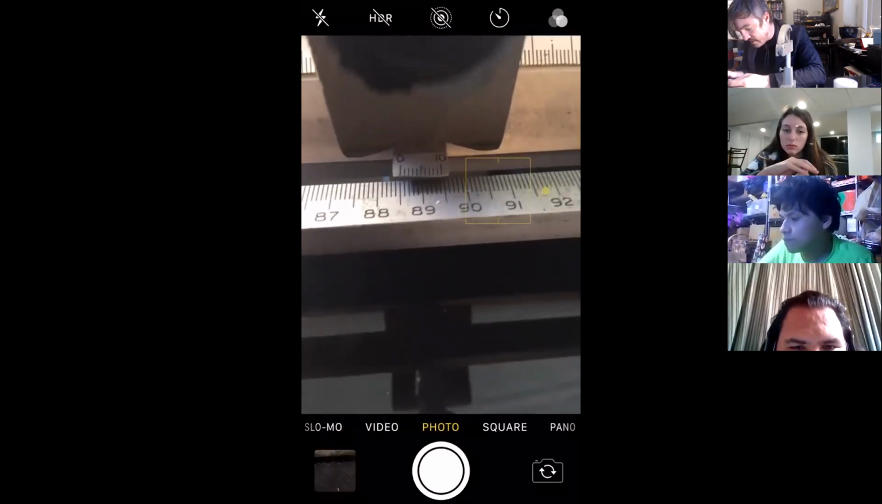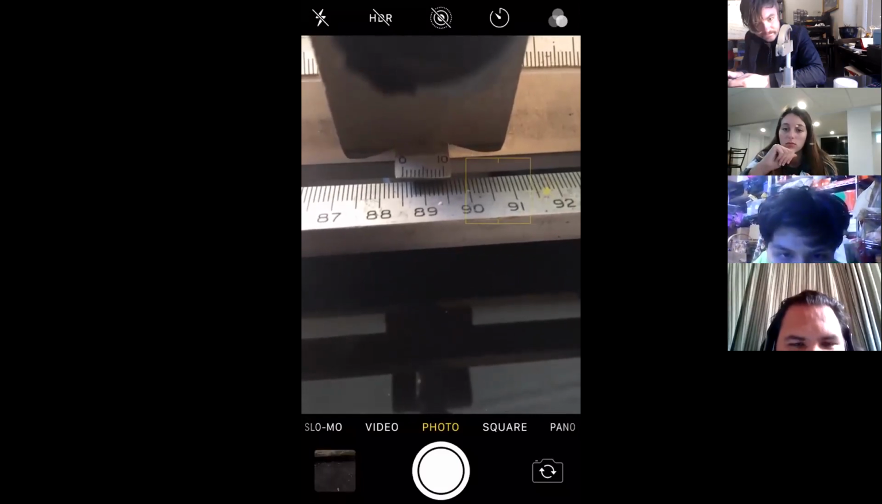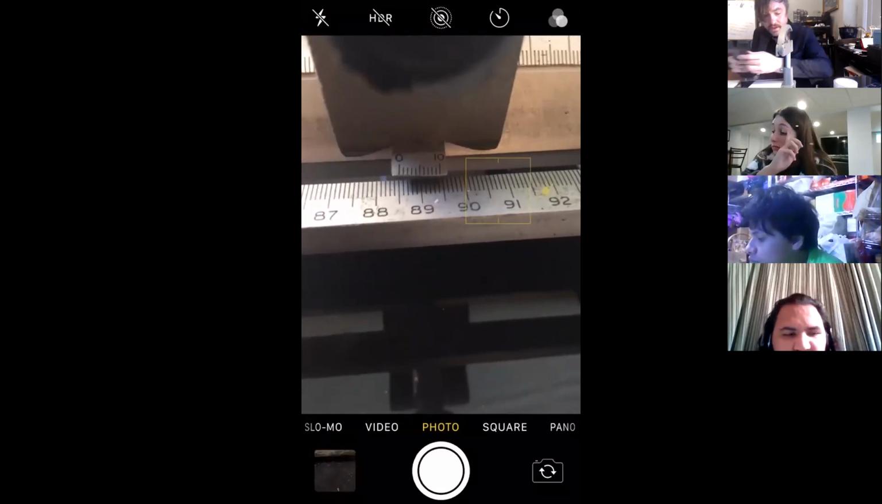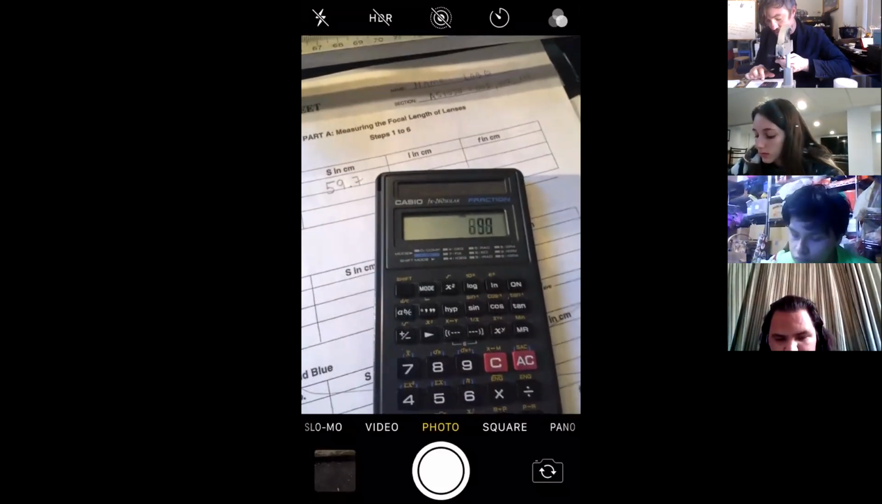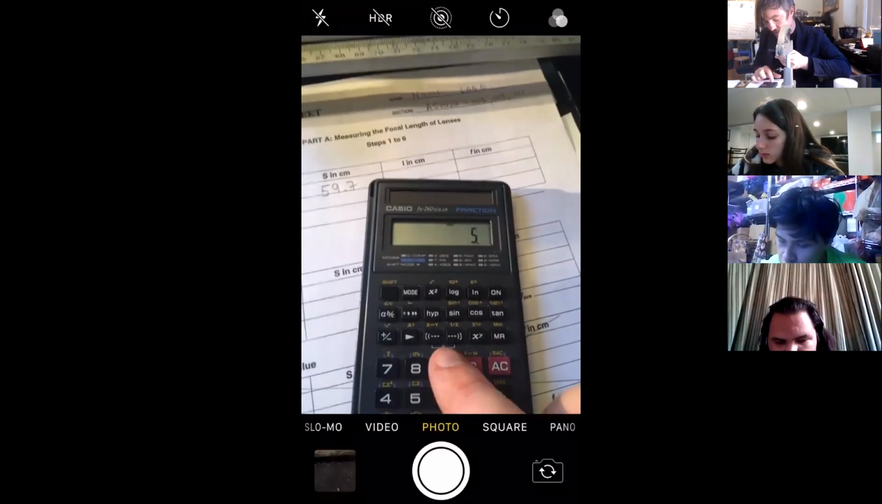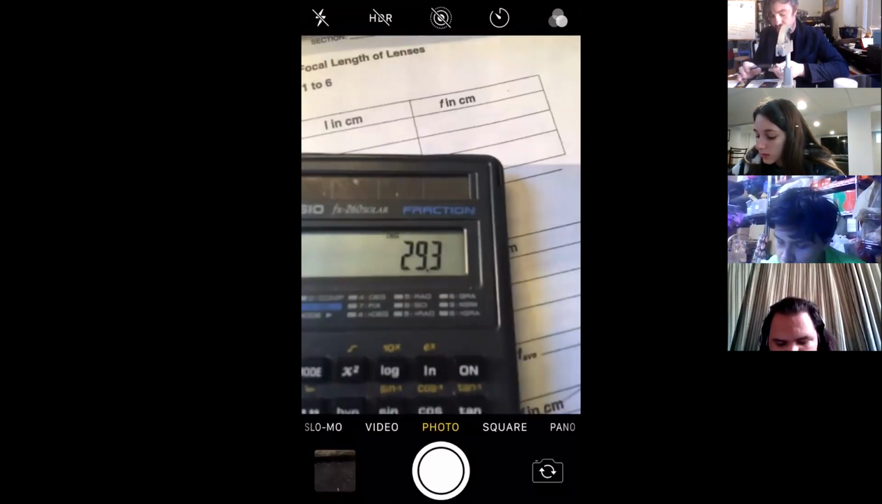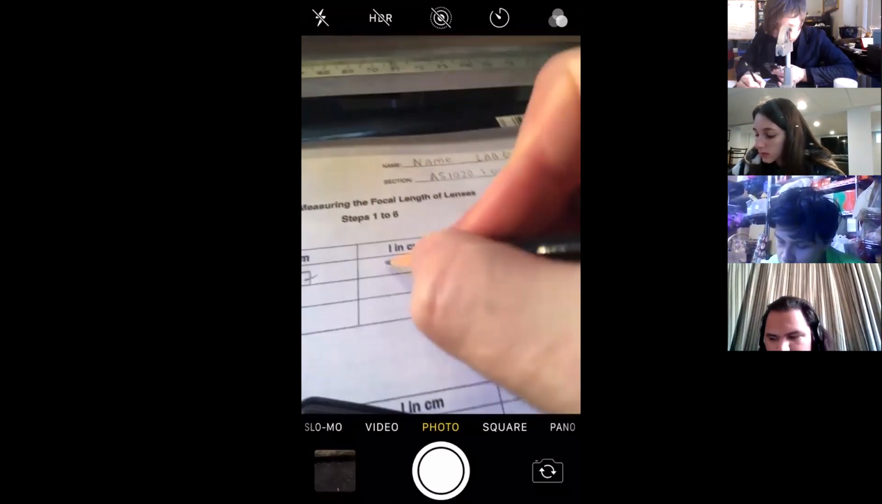Looks to be at 89. That means 89.0, right? Yeah, 89.0. Okay. But now we have to subtract from 59.7. So have your calculator handy. The interval is 89.0 minus 59.7. 29.3 is your image distance.